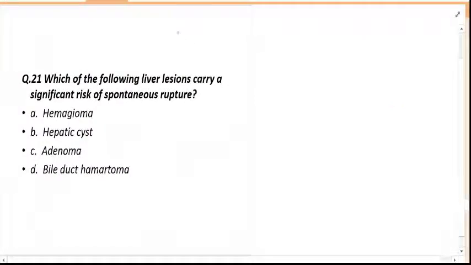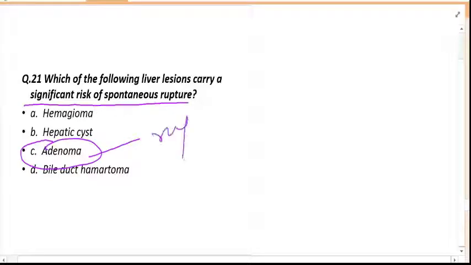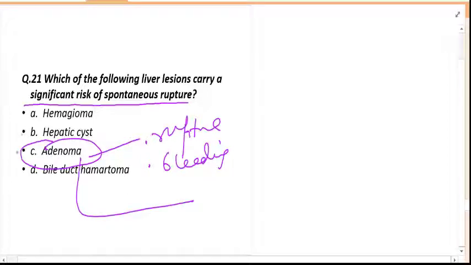Coming to question number 21, which of the following liver lesions carry a significant risk of spontaneous rupture? See, it looks like hemangioma. Hemangioma can rupture and can bleed, but that is very rare. Hepatic adenoma has high risk of rupture. Spontaneous bleeding can occur in this adenoma. So adenoma is our answer. High risk of spontaneous rupture is seen in adenoma.